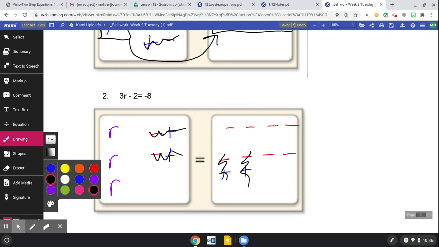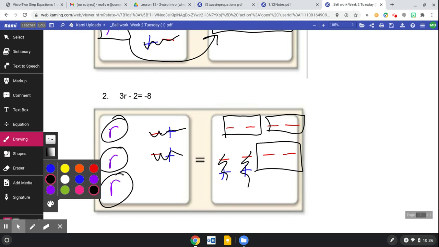So then I have to figure out, all right, what do I have left? I have 6 negatives left, and I have 3 r's. I want 1 r is going to equal a set of -2. This r is going to equal a set of -2, and that r is going to equal another set. So r equals -2. Okay, that's a nice quick review on how to actually model.